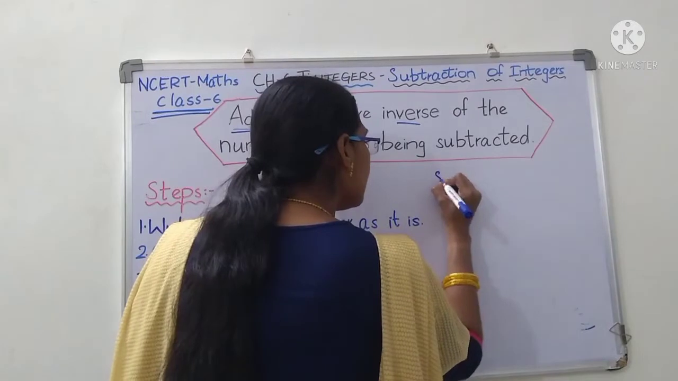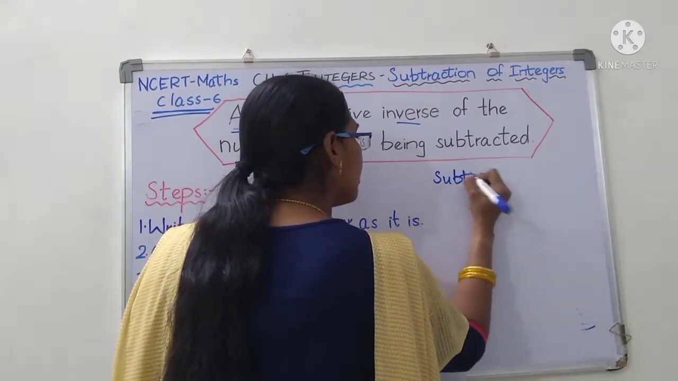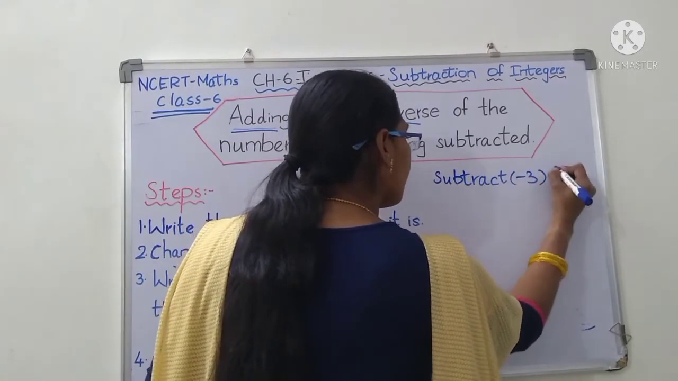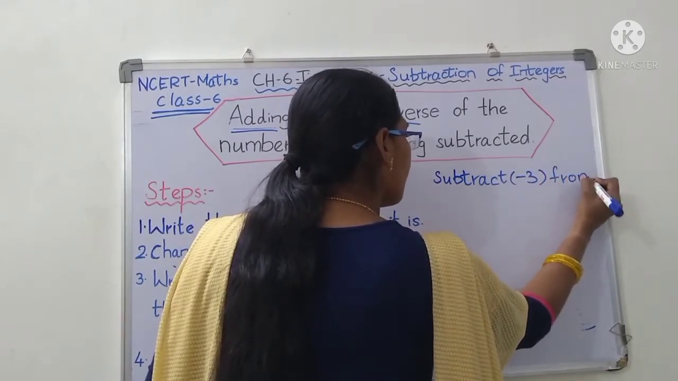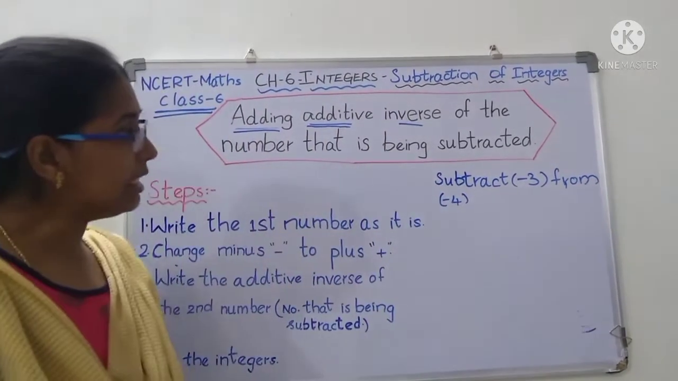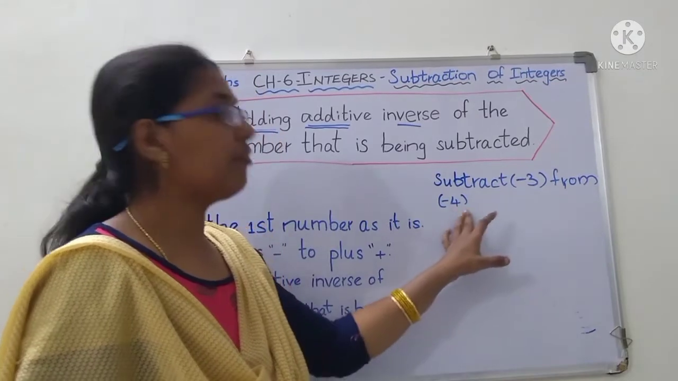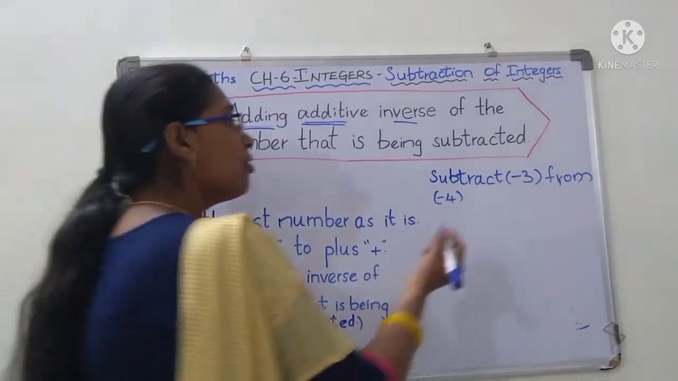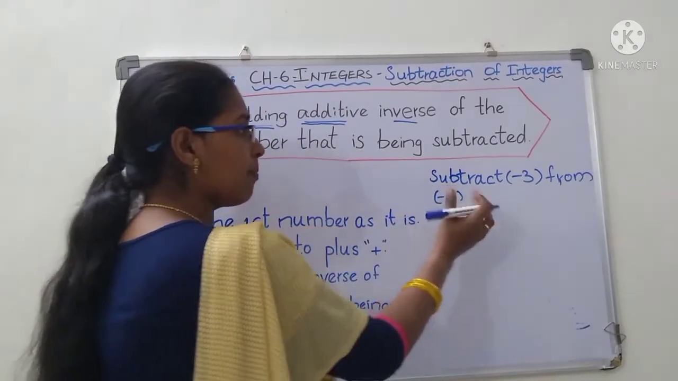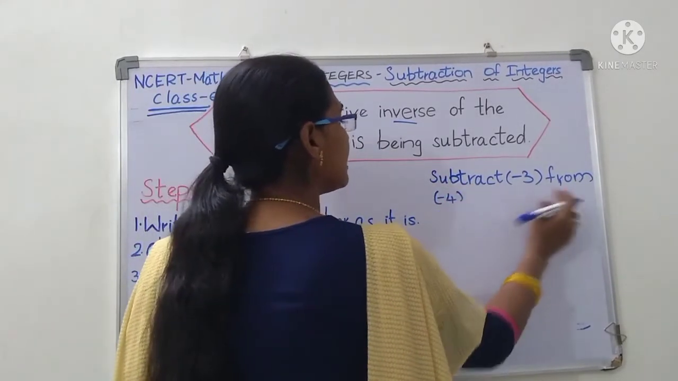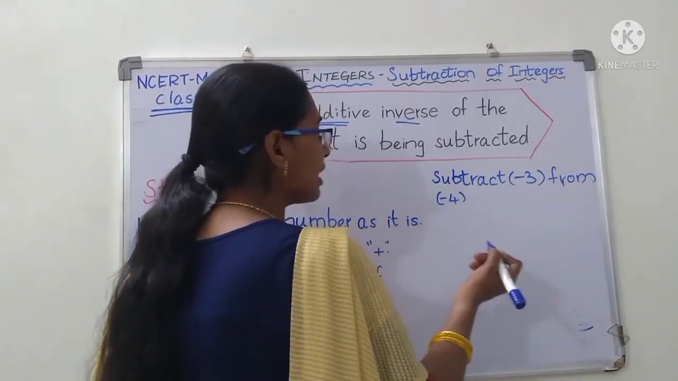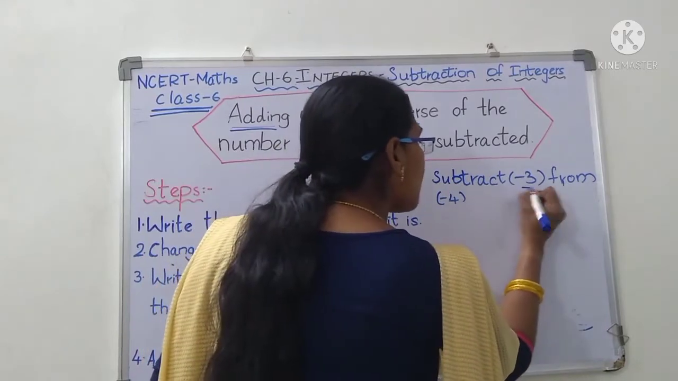The question given is: subtract minus 3 from minus 4. What did they tell children? Subtract minus 3 from minus 4. So, observe the question properly. How do you change it into a number in the format? We should represent it in mathematical form, right? How do you represent the question in mathematical form? Subtract minus 3.